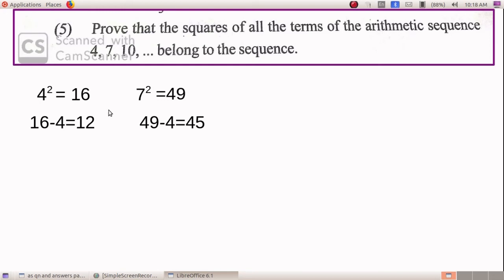In this way we can prove that the square of any term of this arithmetic sequence will again be a term of the sequence. That we will show algebraically.